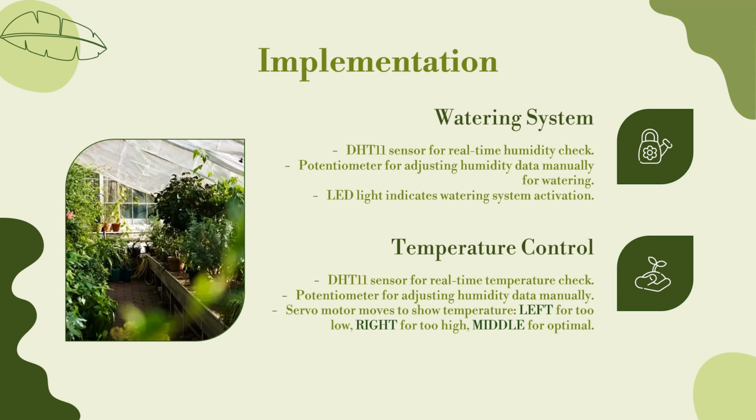For the watering system, I use a DHT11 sensor for real-time humidity check. And for demonstration purposes, I have one potentiometer for adjusting humidity data manually to trigger the watering feature. And an LED light indicates watering system activation. In this case, I use the yellow LED for the activation status of the watering system.